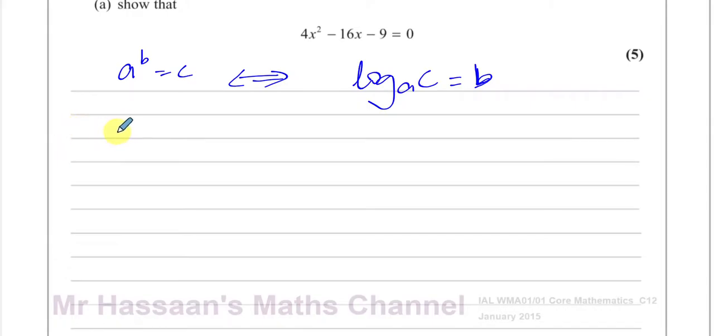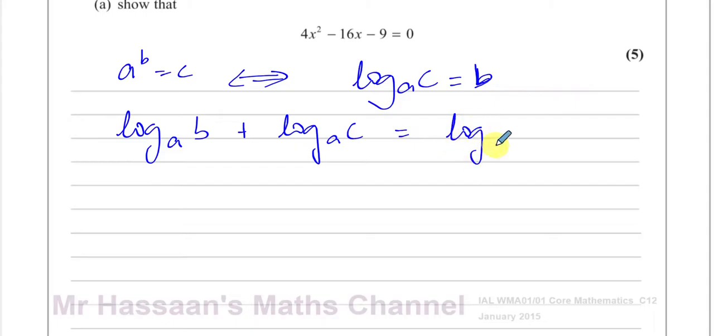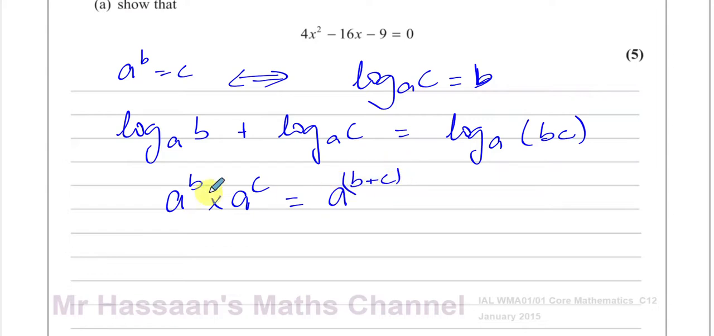The other points are you have the addition law. For example, if I have log to the base a of b plus log to the base a of c, I can rewrite this as log to the base a of b times c. That's one of the laws of logarithms. It's like, for example, if you have a to the power of b times a to the power of c, you get a to the power of b plus c, just like we know from index form. When we multiply two numbers in index form, we add the powers. It's based upon that.